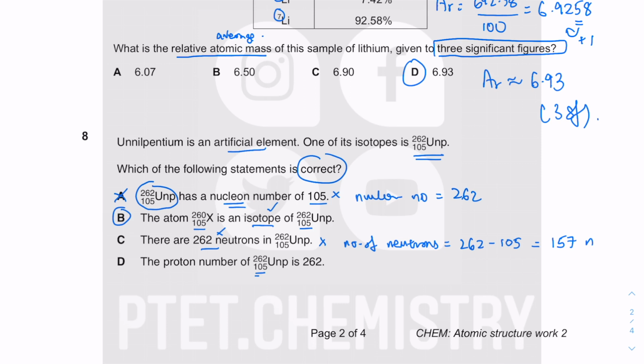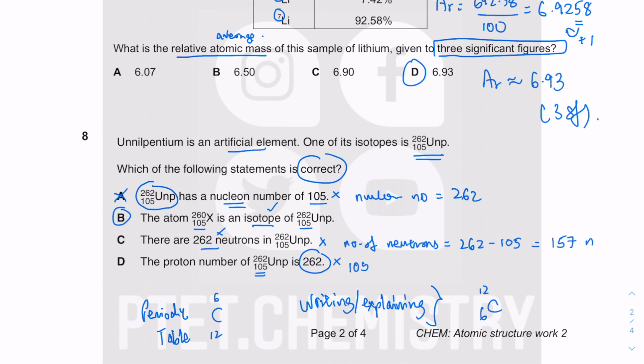The proton number is that number at the bottom. Despite how your periodic table shows you, like carbon, 6 and 12, when we are writing or explaining, we don't use the convention in the periodic table. We will write 12 and 6, and we don't write them in the middle. It's always on the far left. The proton number at the bottom, the mass number on top. So 262 is incorrect. It should have been 105. Fairly straightforward there.